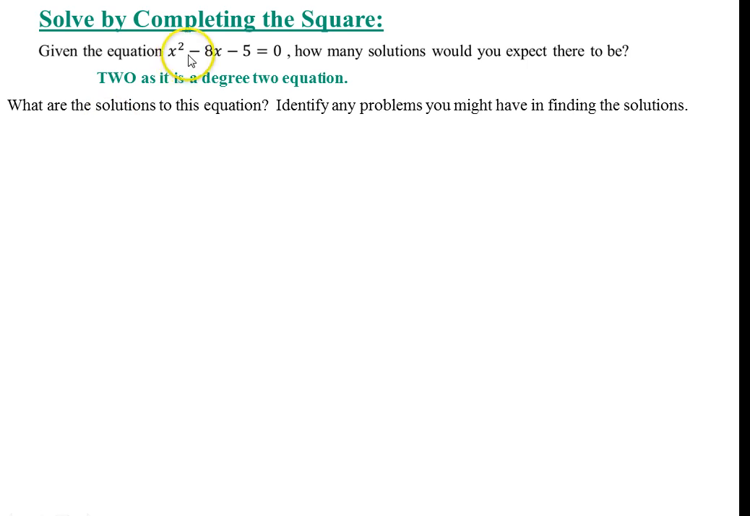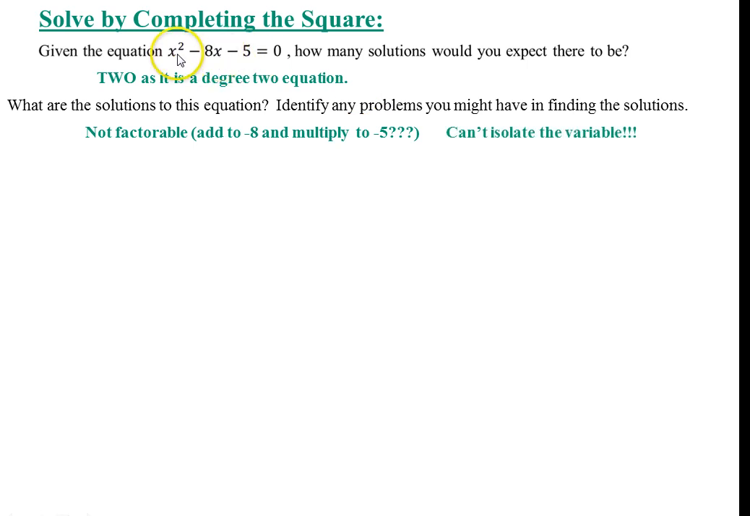So we tried to solve it, but this does not factor. No two numbers add to negative 8 and multiply to negative 5. So it's not factorable. We can't isolate the variable. We can't isolate just the x or just the x squared. That doesn't work real well. So there are all sorts of problems trying to solve this thing. So we have to find a new way to solve this kind of equation. We do that by completing the square.